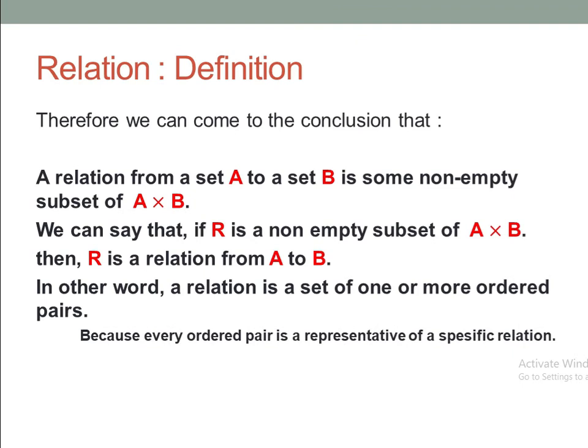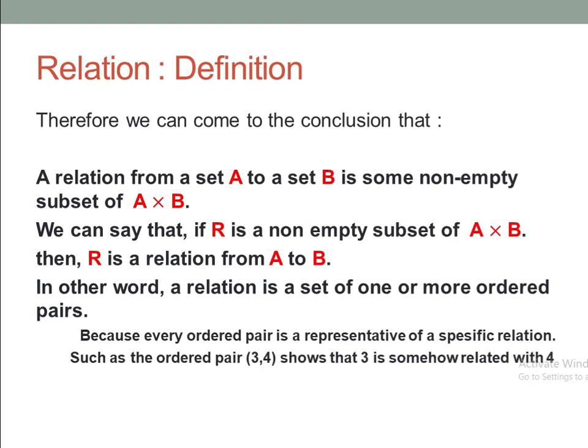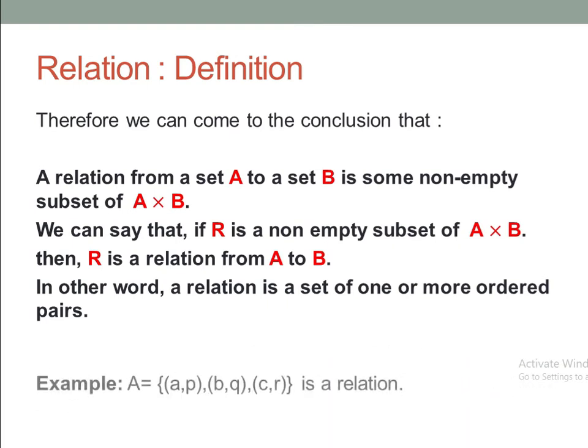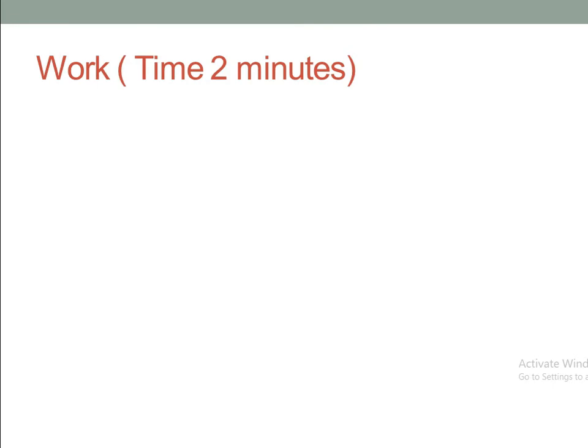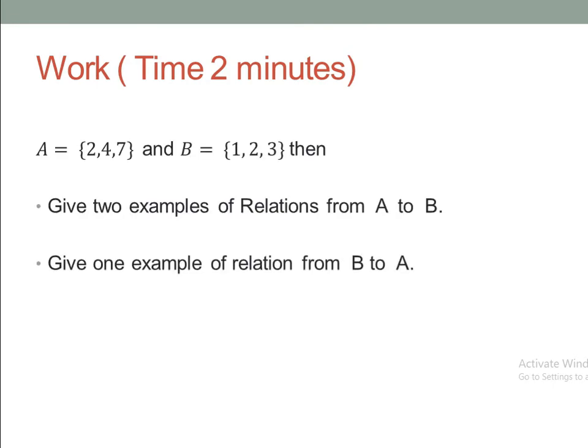Because every ordered pair is a representative of a specific relation, such as the pair (3, 4) shows that 3 is somehow related with 4. For example, here A is a set of pairs AP, BQ and CR. Is it a relation? Work. For this work you will get 2 minutes. Please pause the video and solve it in 2 minutes and resume the video again.